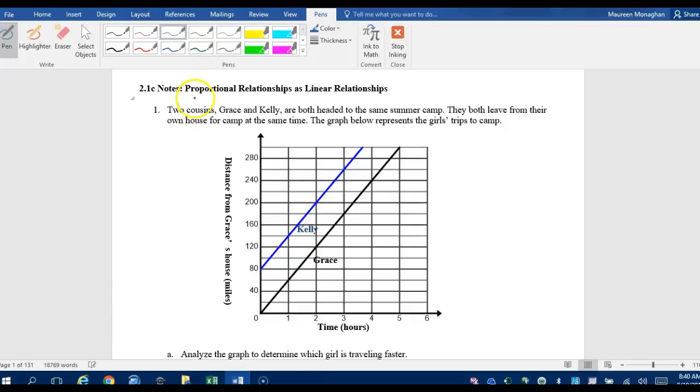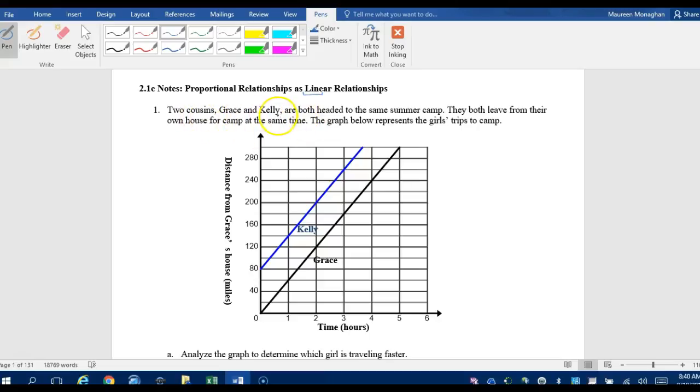The purpose of today's lesson is proportional relationships and linear relationships. Oh boy, proportional as linear. Okay, linear, remember, there's a root word in there, line, so that means it's going to be a line.